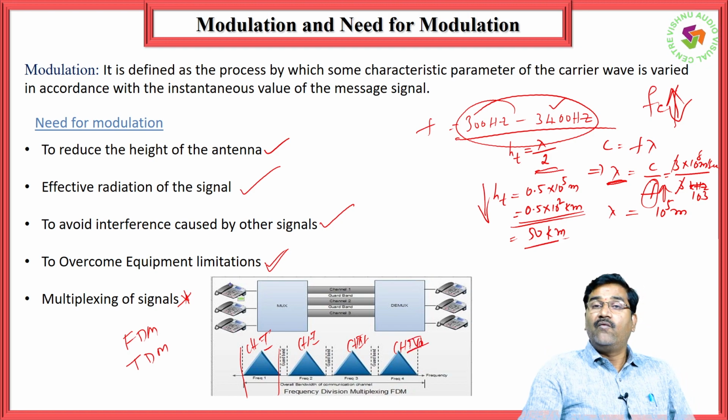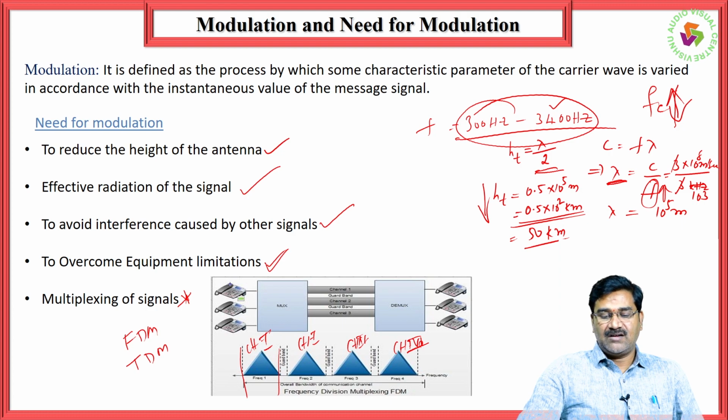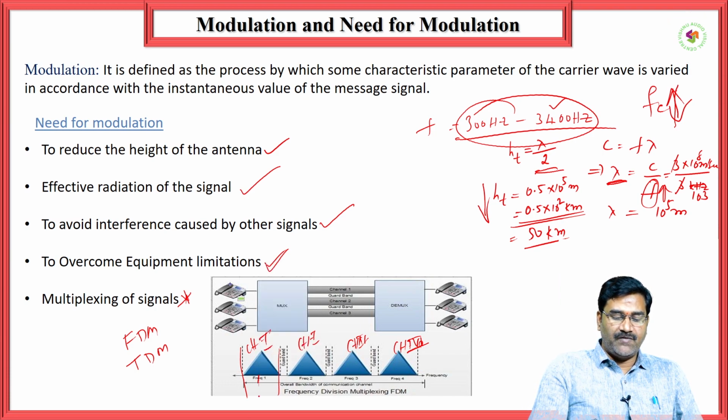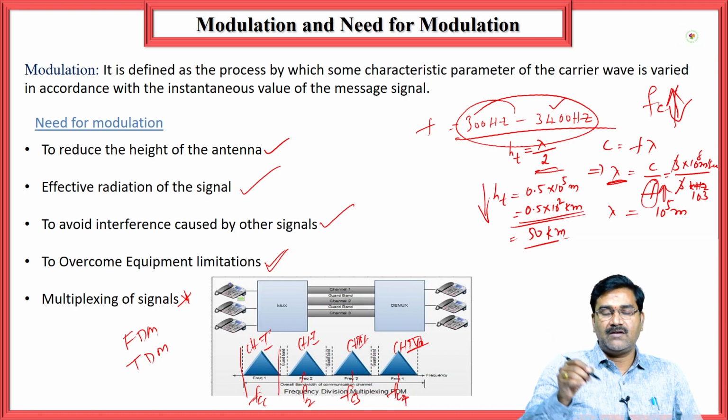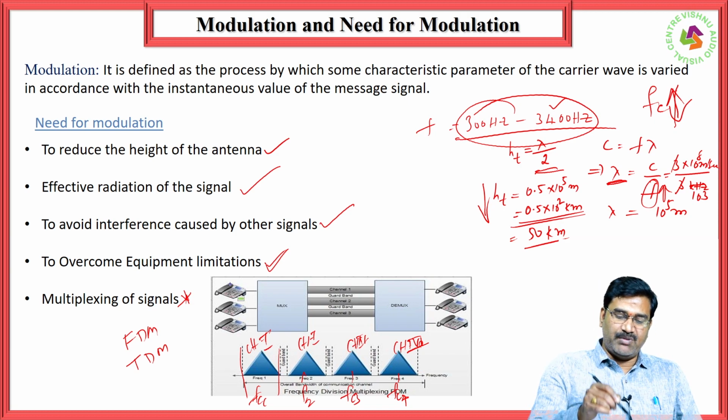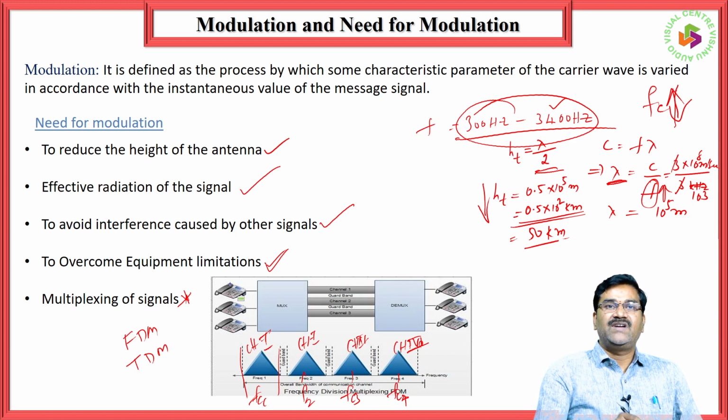Like this, 4 signals can be transmitted over a single channel by having a guard band in between the two channels. The first signal will be modulated to a frequency FC1, the second signal to FC2, the third signal to FC3, and the fourth signal to a frequency FC4, so that there will be a non-overlapping structure for the incoming signal spectra. This is FDM.